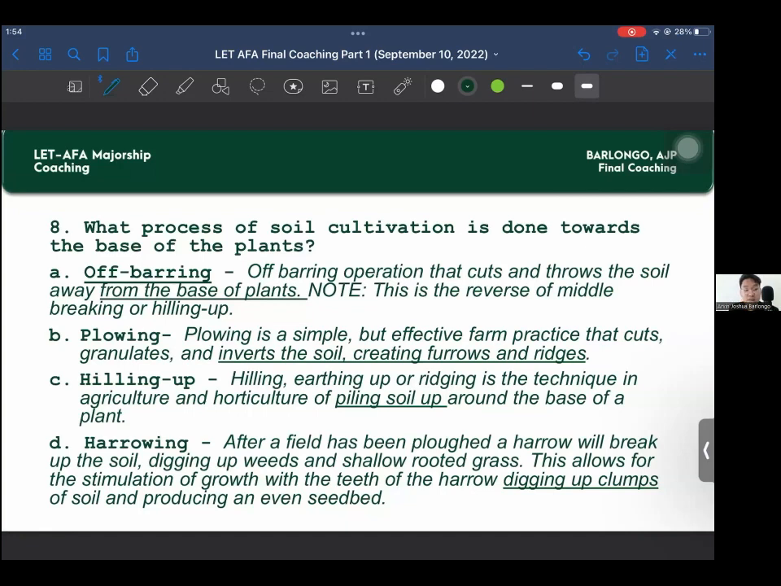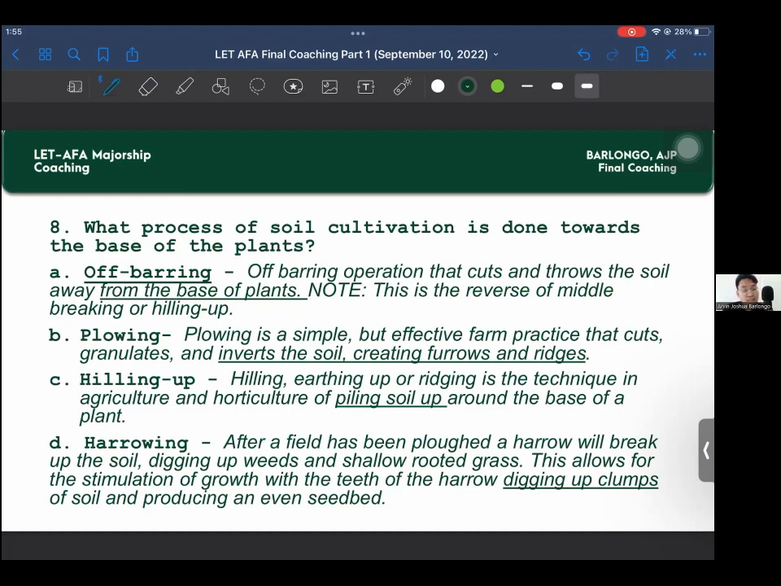Okay, so here are the different definitions of the terms na na-mention sa choices. Yung off-barring, it is the operation that cuts and throws the soil away from the base of the plants. So parang binubungkal tapos tatanggalin. This is the reverse, kabaliktaran ng middle breaking or healing up. If i-contrast natin sa healing up, earthing up, pinapile, pinagpapatong-patong ang soil papunta around the base of the plant. So hindi siya away from the base of the plants.